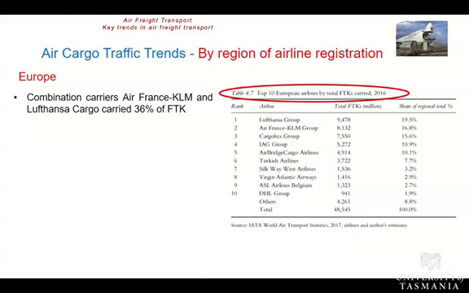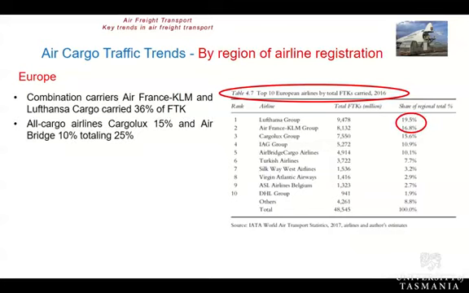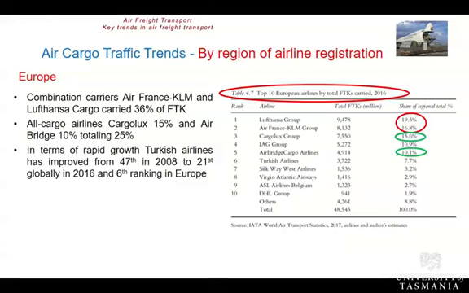Looking a little bit closer at those airlines, at the top 10 European airlines by airline registration, we see that 36% is carried by 2 airlines, Air France KLM and Lufthansa Cargo, as we can see there. Different from the makeup of the airlines in Asia, we see all cargo airlines in that lineup of the top 10. So we can see Cargolux and Airbridge, and they take up 25% of the movement of cargo by European airlines.